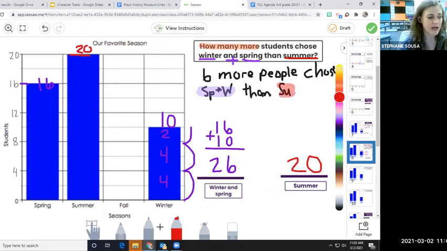So that was adding up. I could also do it by subtracting if that makes more sense for me. 26 minus 20 is 26, 25, 24, 23, 22, 21, 20. Minus 6 gave us 20. Same answer, 2 different ways to solve. Okay?